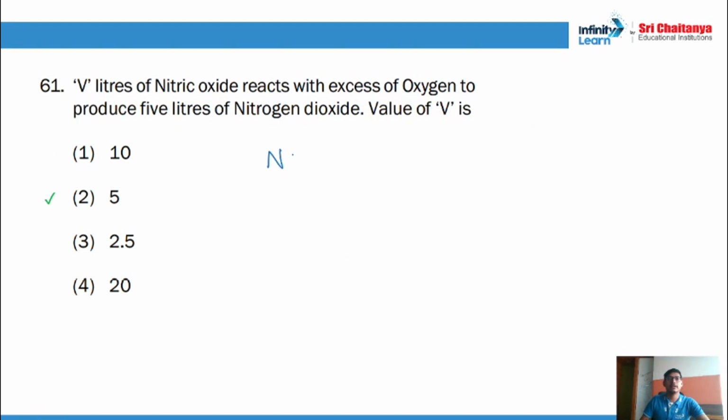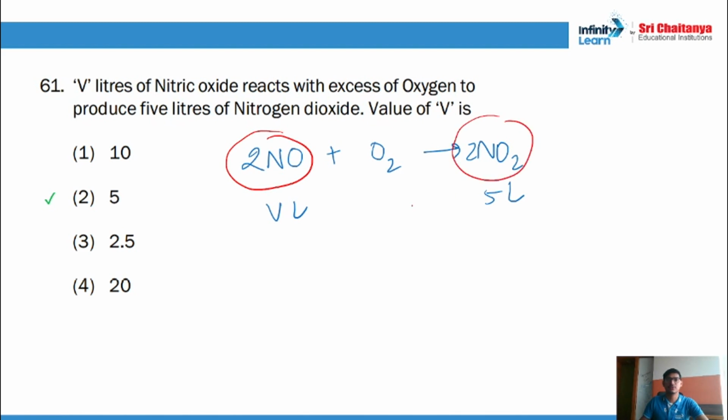Nitric oxide, sorry, is NO plus O2. It reacts to give NO2, right? So if you balance this equation, you will get 2NO plus O2 gives 2NO2, right? If V liters of nitric oxide reacts with excess of oxygen to produce 5 liters of nitrogen dioxide. Now, if you look at the stoichiometry of this reaction, you will find that for 2 moles of NO, there is 2 moles of NO2. So the ratio is 1:1. So if you have obtained 5 liter of nitrogen dioxide, you must have taken 5 liter of nitric oxide as well. So this is the correct answer.